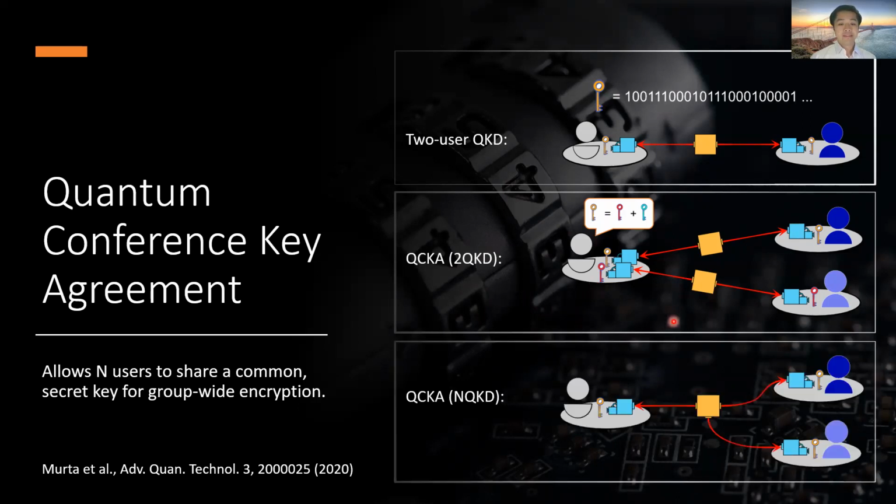Another way of arriving at the conference key is to use genuine multi-party entanglement shared among the group such that the key can be obtained directly using a suitable n-party protocol where security can be proven. We will refer to these types of methods as NQKD. For a more comprehensive look at conference key agreement, including a review of recent NQKD proposals, I would suggest this review paper that was published just last year.